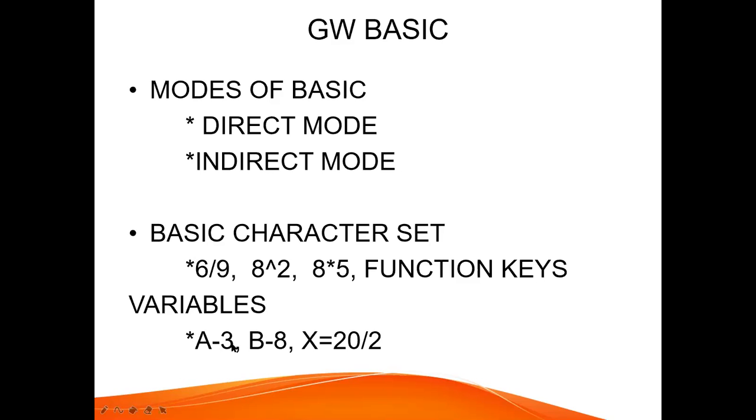So these are the variables which are stored in the memory with the values, these are the values, right? These are the values 20 by 2, 8, 3, these are the values, but these variables are actually the address of these values. Is it clear?